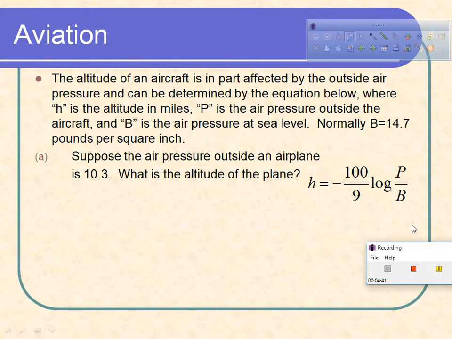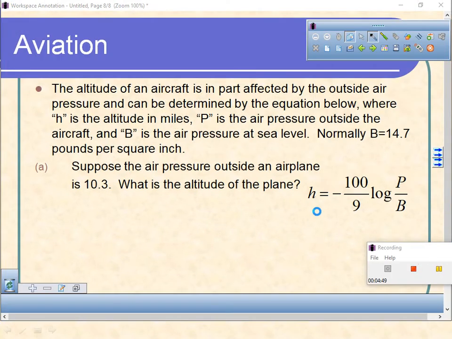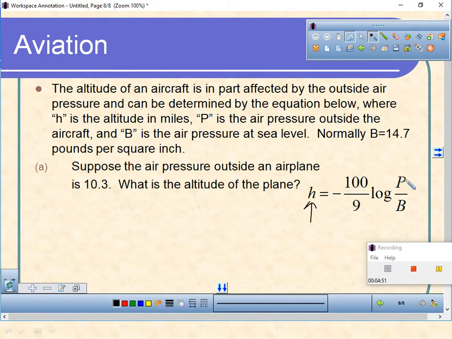All right, so for this problem, it talks about the altitude of an aircraft is in part affected by the outside air pressure. And so this equation right here represents the altitude of your plane dependent upon what the outside air pressure is compared to the normal air pressure.